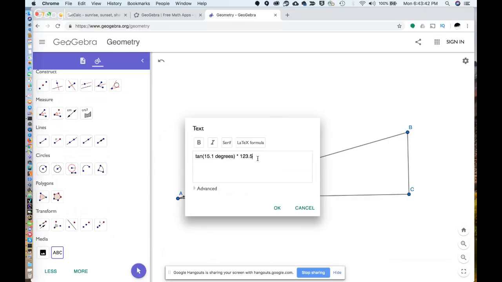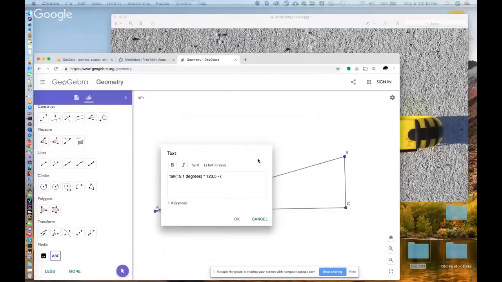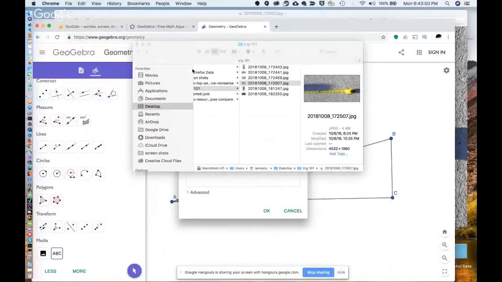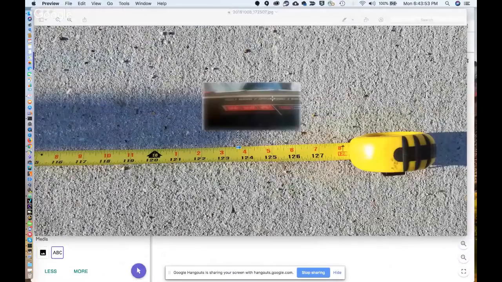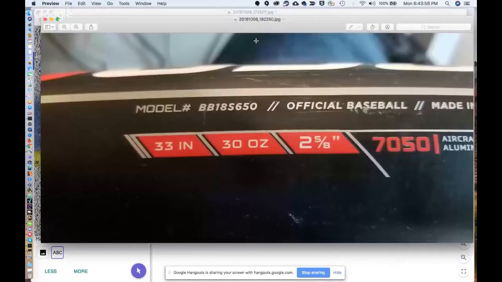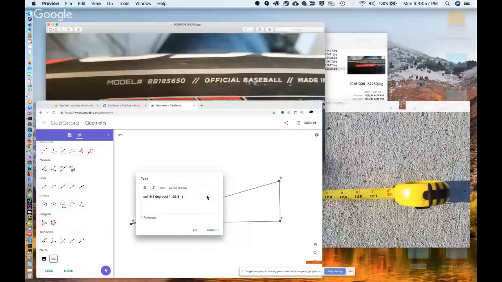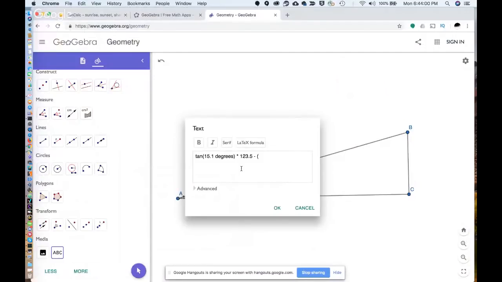123.5 less half the diameter of the bat, which is, actually I have a picture of that. This bat has a 2 5/8 inch barrel. Okay, so how would I do that? 123.5 minus 2 plus, well, half of that, so that'd be 5/16.